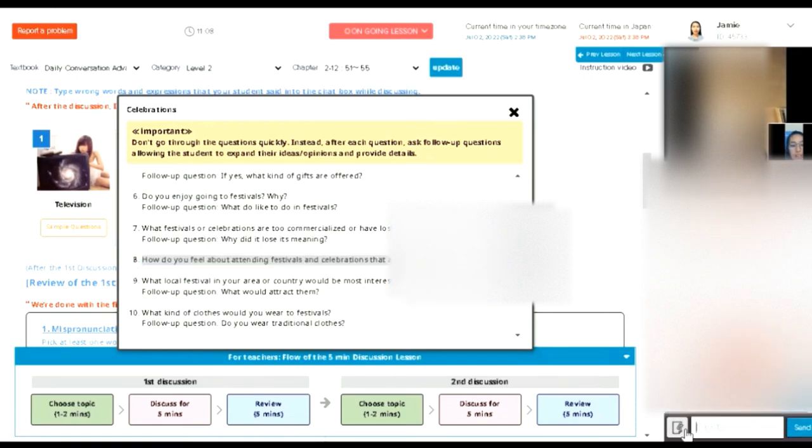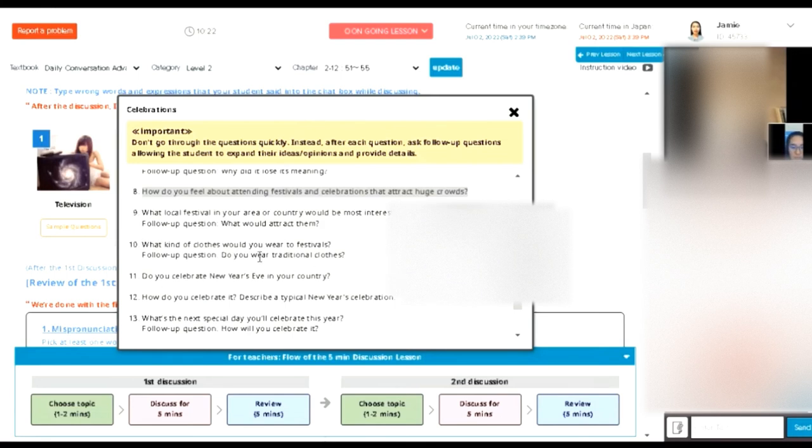How do you feel about attending festivals? I think it's great because... Is it maybe fun? Yes, and you can play with your cousins. But you don't go right now. Yes, we will maybe go to their houses but not go out. Okay, that's okay. Okay, let's have another question.